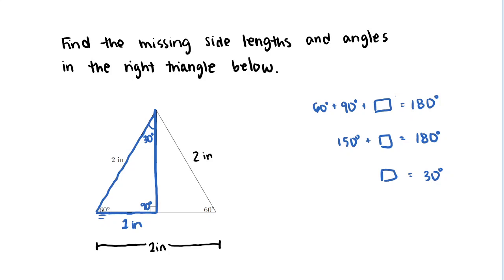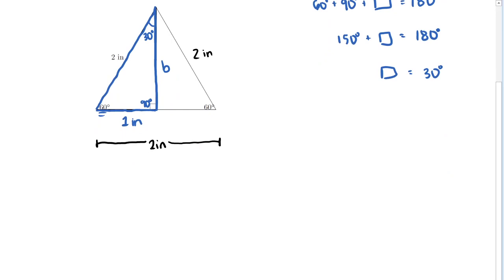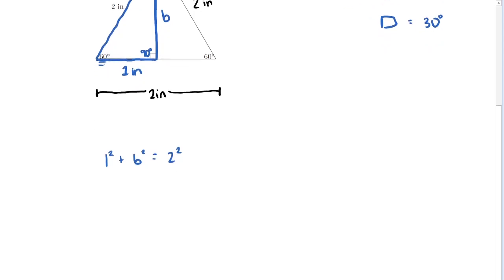And so now this last side length that we need, this missing side length here, maybe I'll label it b. Well, how can we figure out the measurement of this missing side length? So here we're dealing with a right triangle, so we can use the Pythagorean theorem. We know that if I square the leg length and add it to the square of the other leg length, it's going to be the same as the square of the hypotenuse, so 2 squared. And so this makes the equation come out to be 1 plus b squared is equal to 4.